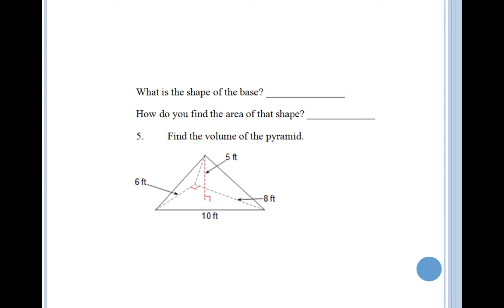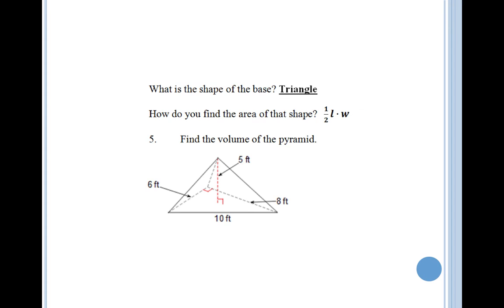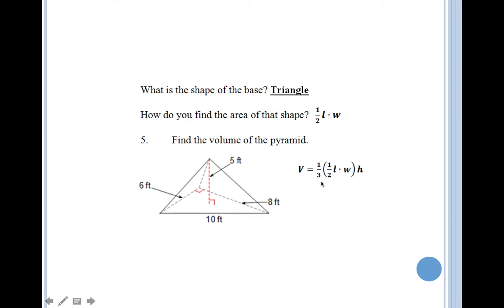Last one. So we got to look at the shape of this base. If you look, it's a triangle. Well, how do you find the area of that shape? So in order to find the area of a triangle, it is 1/2 length times width. So I'm going to plug in this for B in my general formula. So I have V equals 1/3 times 1/2 length times width times height. Looks really nasty, but it's not so bad once you start doing it one step at a time.